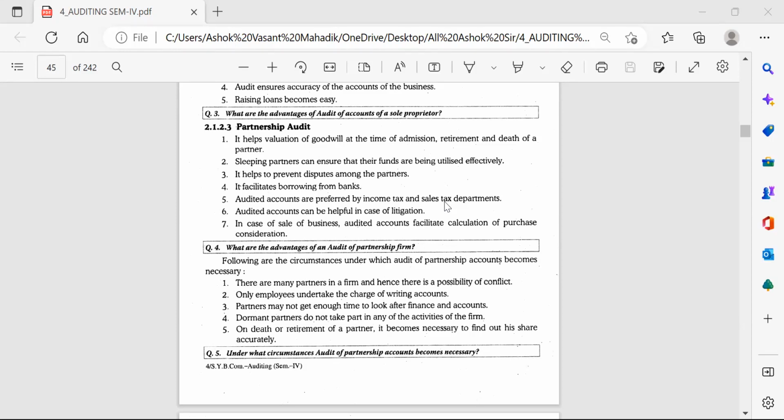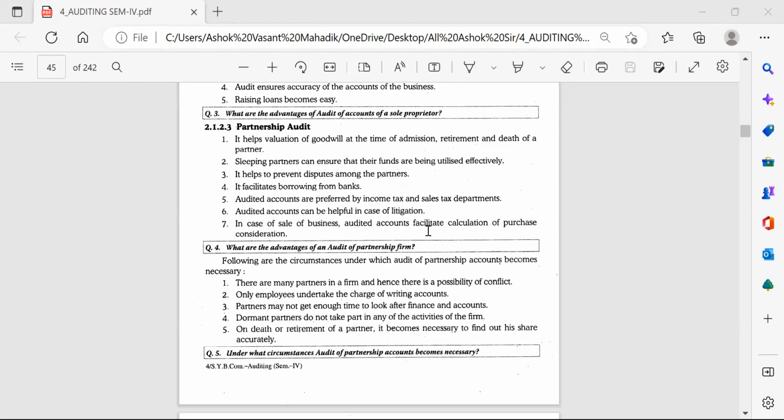In case of sale of business, audited accounts facilitate calculation of PC. You know what is purchase consideration? Okay, I think you had one topic in which you have to calculate purchase consideration. That is, if you want to sell your business, you need to value your business. That is called purchase consideration, the amount to be paid by the buyer of the business to the seller of the business. Okay, that's possible only if you have audited books of accounts.